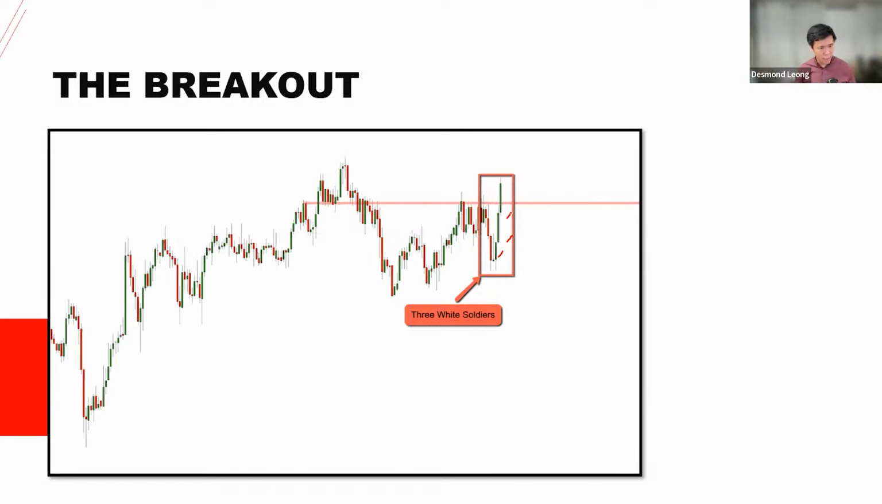The important thing that you need to know here is that they are soldiers. Soldiers are big people, right? The strict definition of soldiers is that you have a head, you have a body, you have legs. So it should not be a candlestick like this. It's not three white soldiers. This is a soldier with a very small body. If it's like this, perhaps, where you have a big body, you have the head, and you have the legs, maybe it's fine.